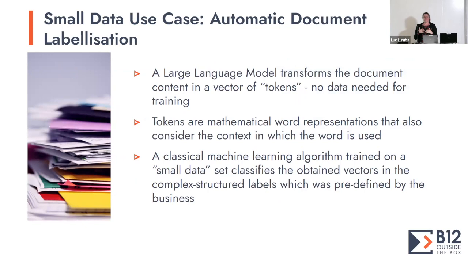So what we did is use a large language model, which was not at the time quite as large as they've now become. We used a large language model to produce tokens, vectors of tokens, which give a mathematical representation of the document. Tokens are a mathematical representation of each word, but also give some information about the context in which it's used. And then the only step we needed to do, and for which we needed data, was the classification or the labeling step, for which we needed a smaller set of data.